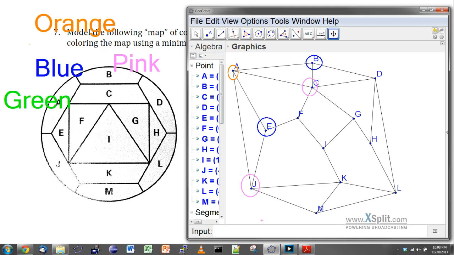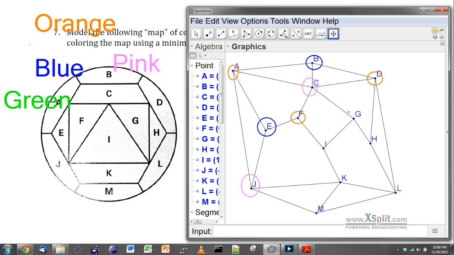Continuing on, let's go on with the alphabet here. I see D cannot touch blue or pink, but it's not touching A, so it could be orange. D could be orange, so I'm going to just make D orange. Going on, A, B, C, D, E, I already got. F is not touching an orange, so I'm going to just do my default lowest value. I'm going to do orange. F, G, G is only touching a pink. It's not touching an orange. I can make that orange as well.